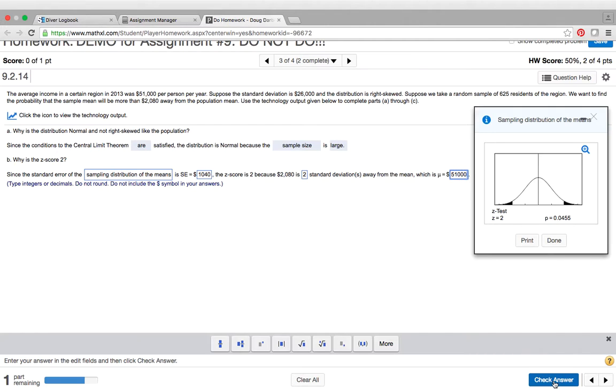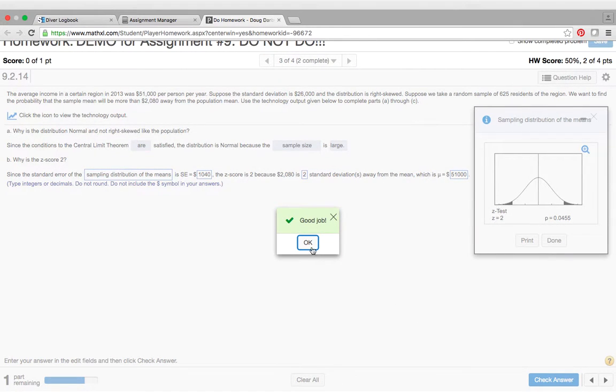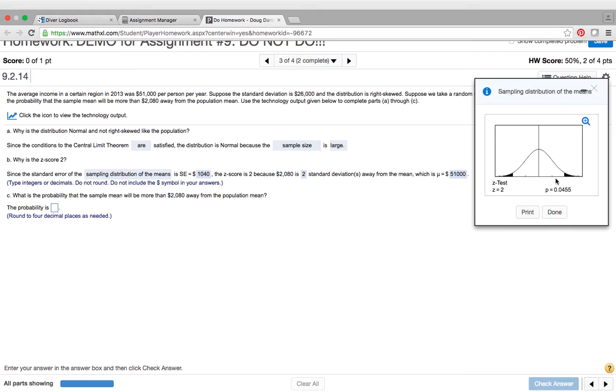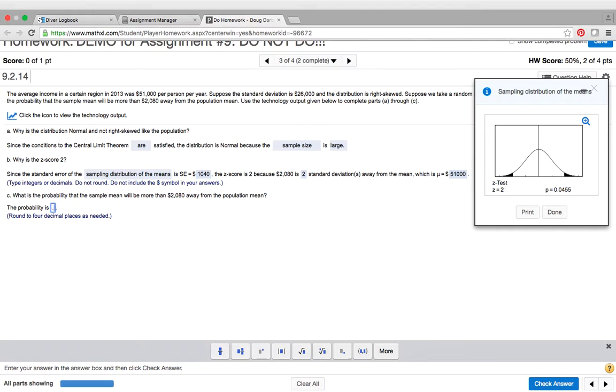All right, let's check our answer. Got a lot going on here, so it'd be easy to make a typo. What is the probability that the sample mean will be more than 2080 away from the population mean? Well, guys, it gives it to you right here, doesn't it? It's the p, to 4 places, 0.0455.